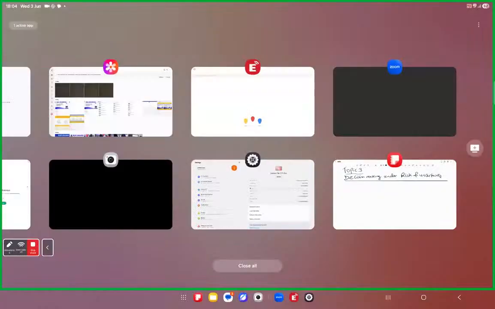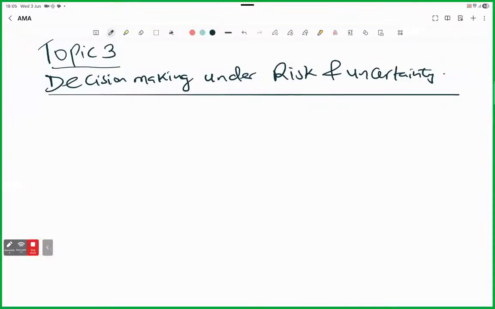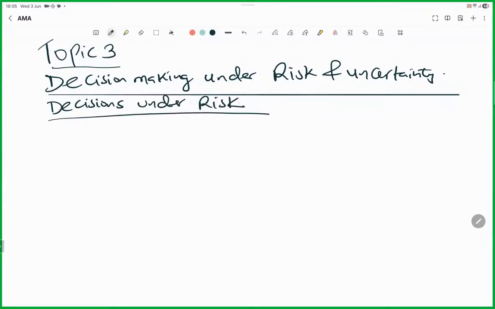So as usual, we start with our short notes there. We start with decisions and risk. The most important thing that you're supposed to always remember is that under a risk environment, probabilities are normally given. Under uncertainty, no probabilities are given.